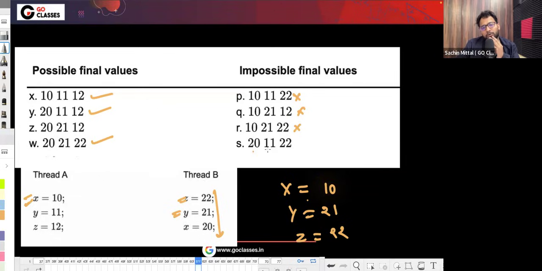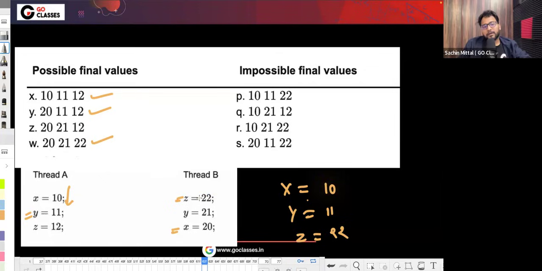Okay, what about 20, 11, and 22? 20, you want to keep this, 11, you want to keep this, and 22. So let me go to the next page. 20, 11, and 22. Okay, you want to keep these three. What about this? If you want to keep these three, then you have to basically execute this first. Then you can execute this. That's fine.